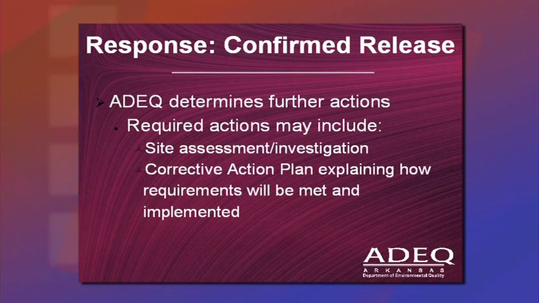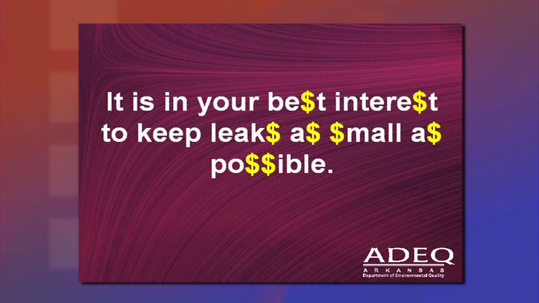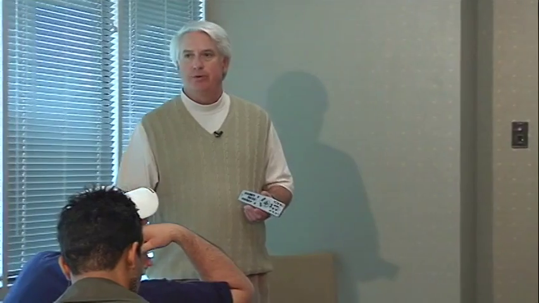So if you have a confirmed release, ADEQ is notified. We'll determine any further actions that we want you to do for that confirmed release. What we might ask you to do is a site assessment or an investigation at your site, or we might ask you to do a corrective action plan. It pretty much says it all here, dollar signs. It's in your best interest to keep any leak that you have at your facility as small as possible. It costs big bucks to remediate the soil or the groundwater that you contaminate.